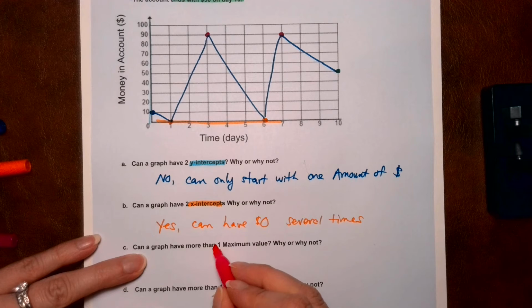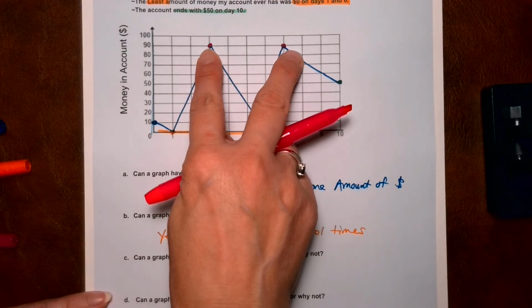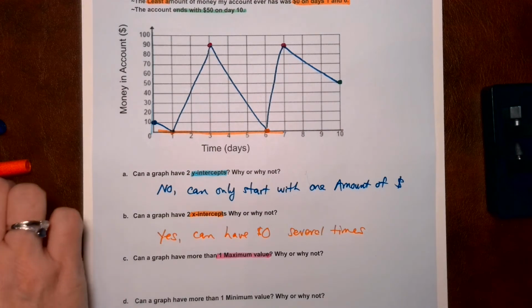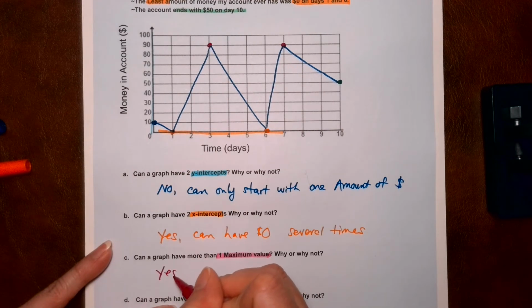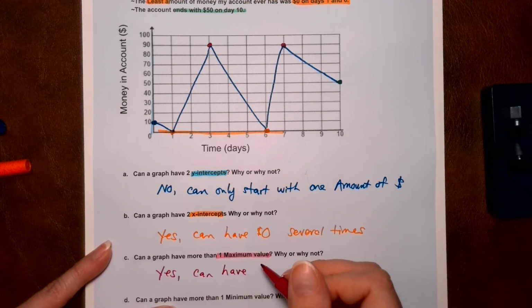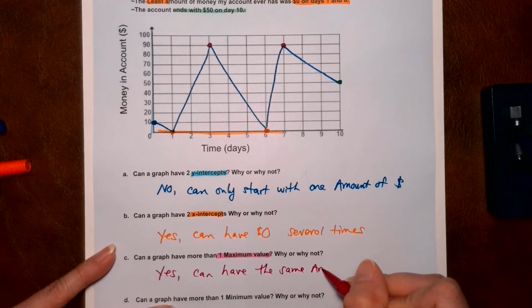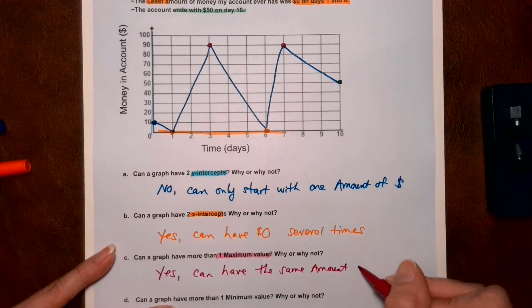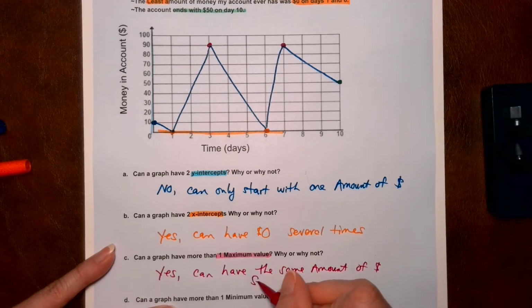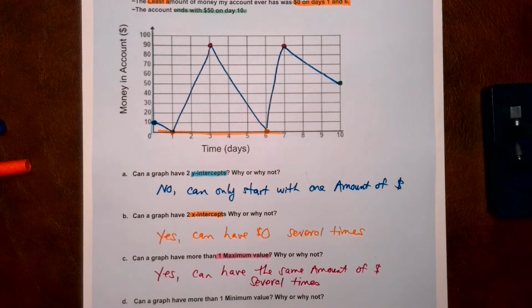Okay. Can you have more than one maximum value? Can you have more than one maximum? Let's go see, where's the maximums? Can we have 2 maximums? And the answer to that question is yes. Yes. Okay. We can have the same amount of money several times. You could have $90 and then $90 again another day. Yes, as long as they're both 90.